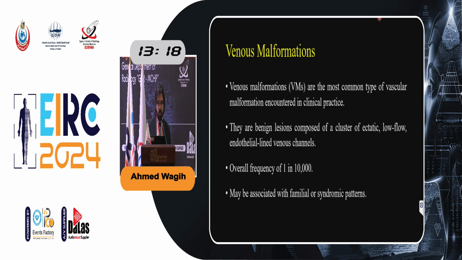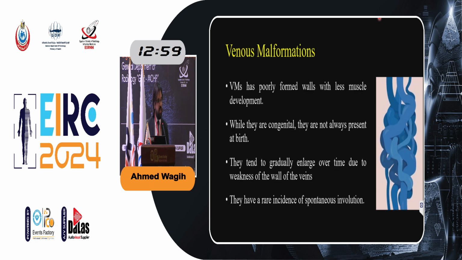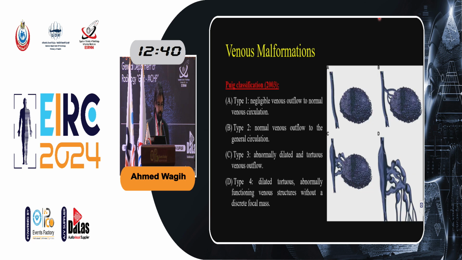Venous malformations are the most common type of vascular malformation encountered in clinical practice. They are benign lesions composed of clusters of ectatic low-flow endothelial-lined venous channels. The overall frequency is 1 in 10,000 cases, and it might be associated with familial or syndromic patterns. Venous malformations have poorly formed walls with less muscle development, and while they are congenital, they don't always have to show up at birth and can present later in life. They tend to generally enlarge over time due to the weakness of the walls of the veins, and they have a rare incidence of spontaneous involution.